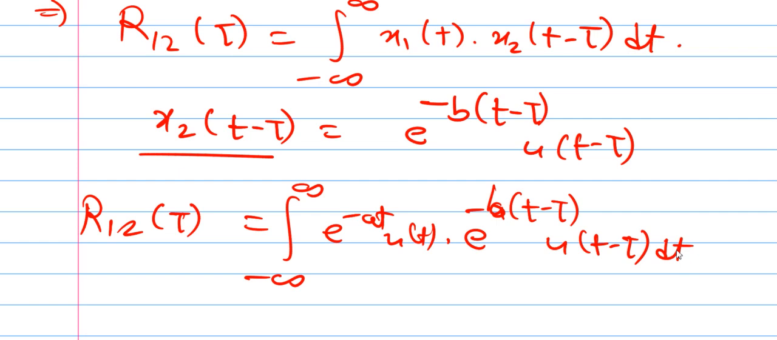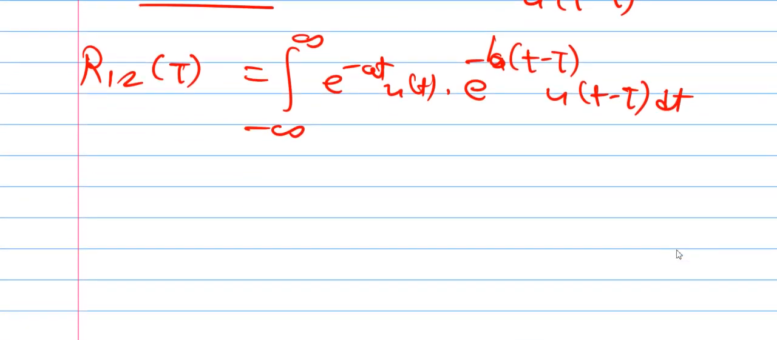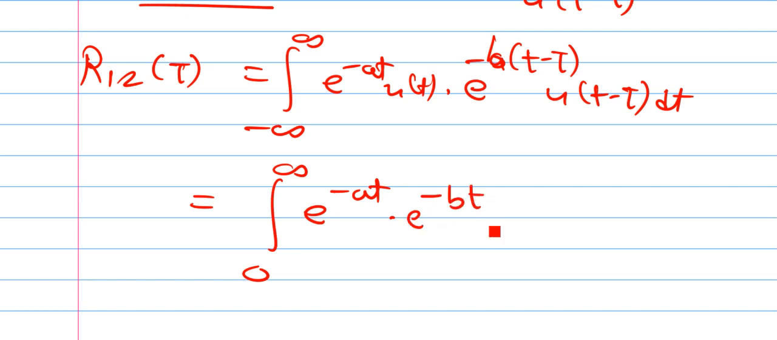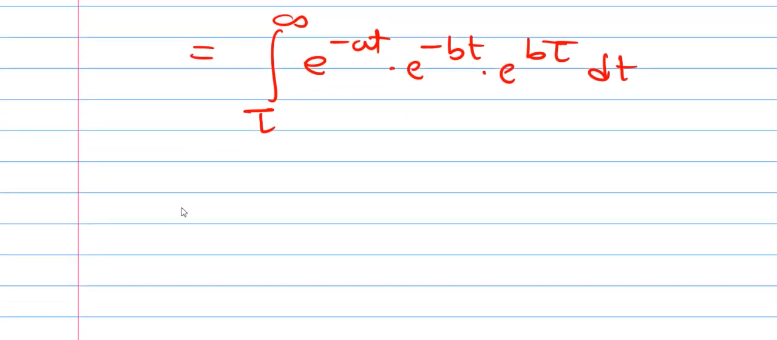Now if I take tau greater than 0, the integration limits will be 0 to infinity, e raised to minus at dot e raised to power minus bt dot e raised to power b tau dt. If I take tau greater than 0, the integration limits are not 0 to infinity, instead limits are tau to infinity, because u(t minus tau) is present from tau onwards and it has amplitude 1. U(t) has amplitude 1. So e raised to b tau is a constant, take it outside.